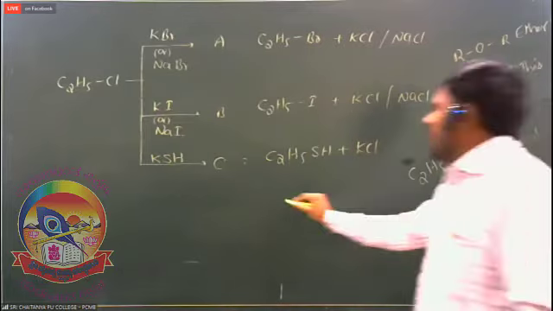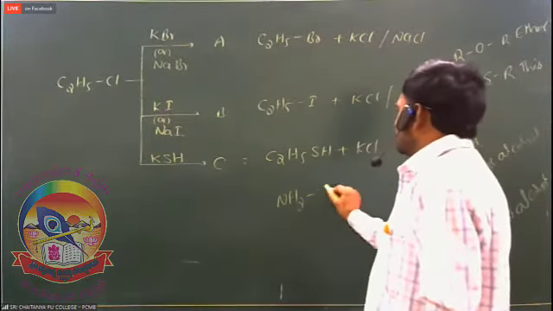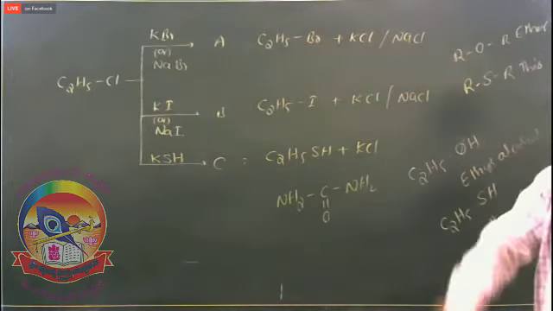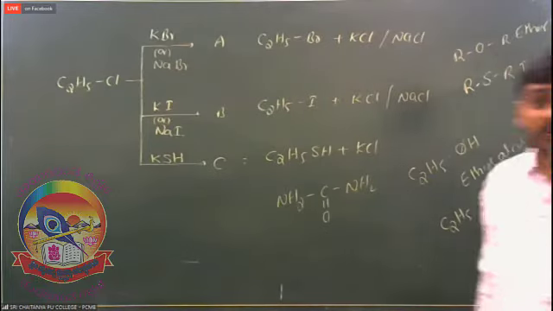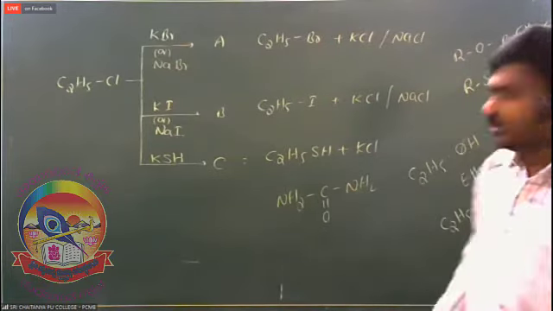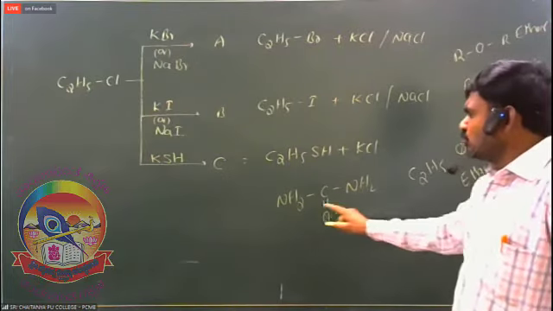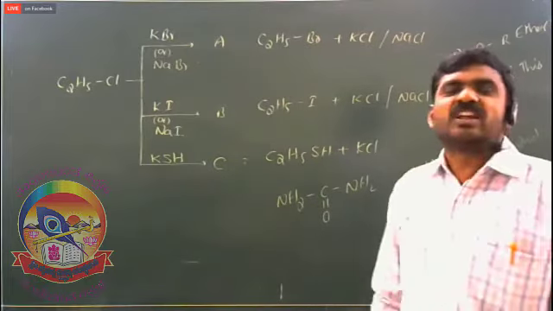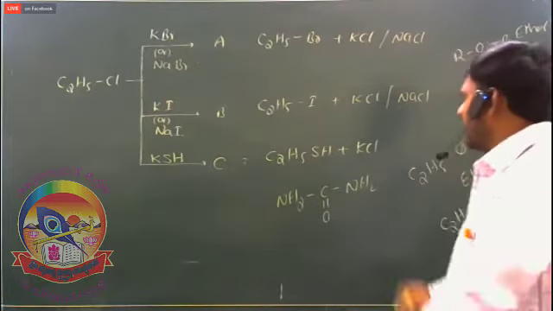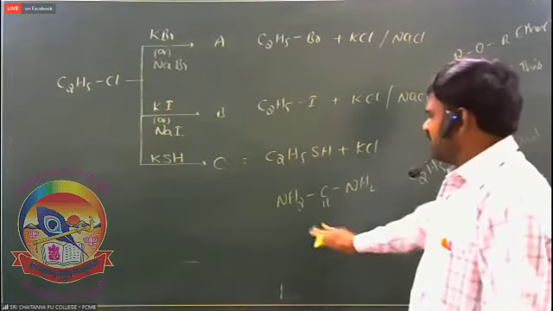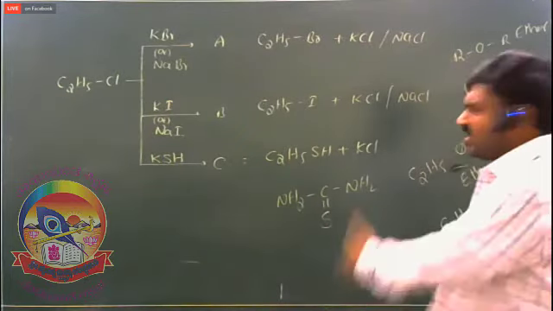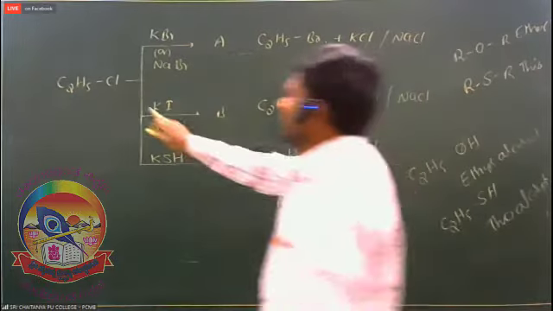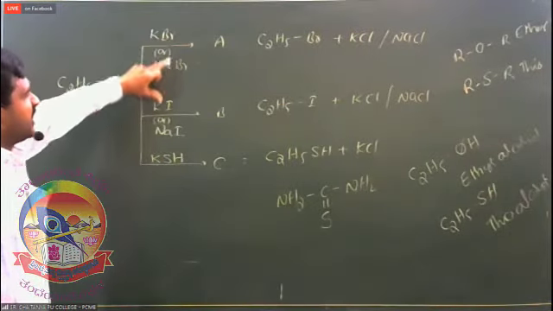Next one, urea: NH2, C double bond O, NH2, NH2CONH2. It is used as a solute in the solutions chapter. The molecular weight of urea is equal to that of acetic acid, that is 60. In urea, if you use sulfur instead of oxygen, it is called thiourea.